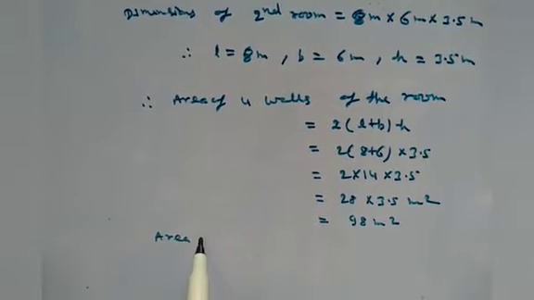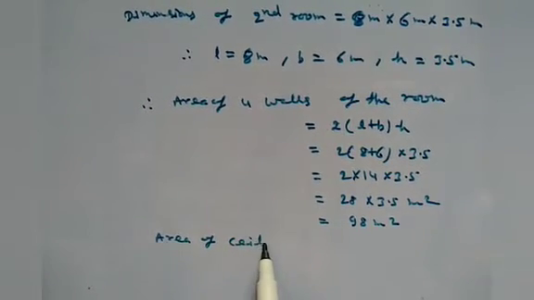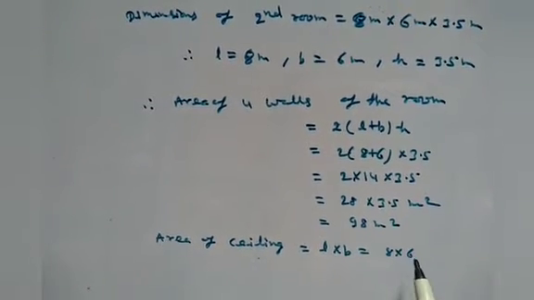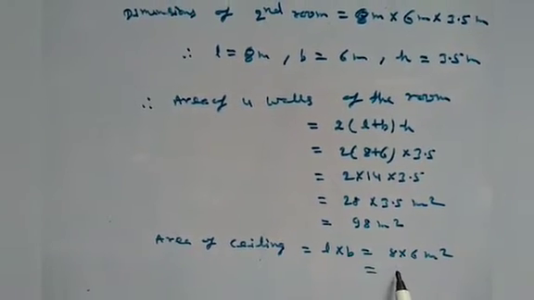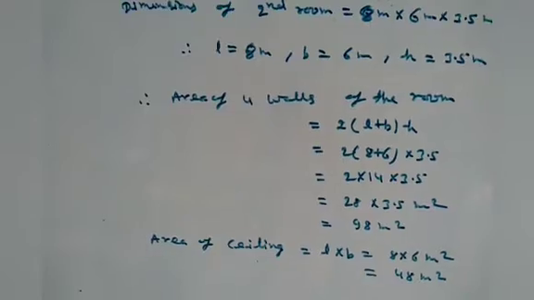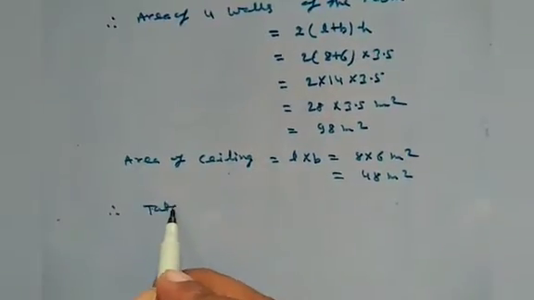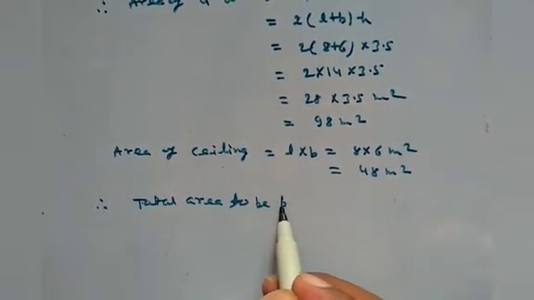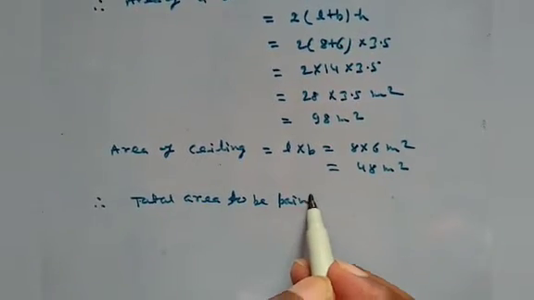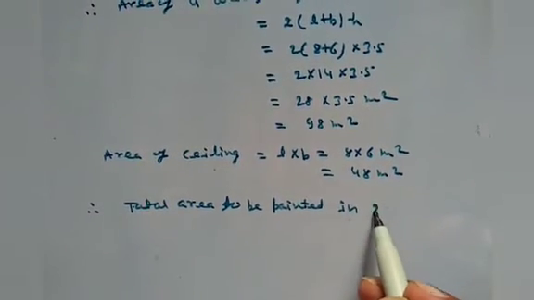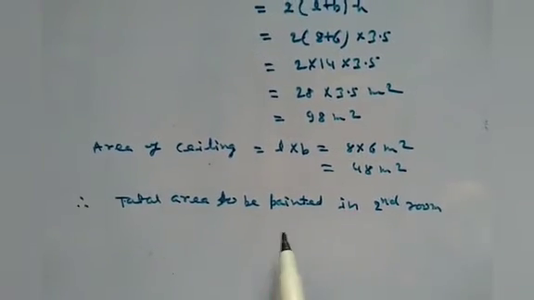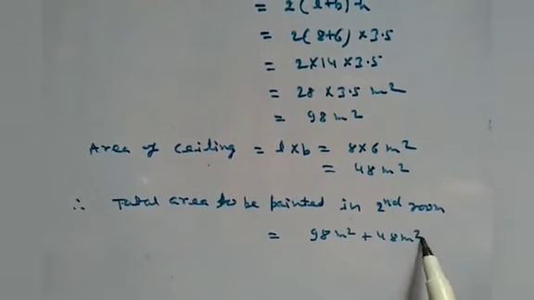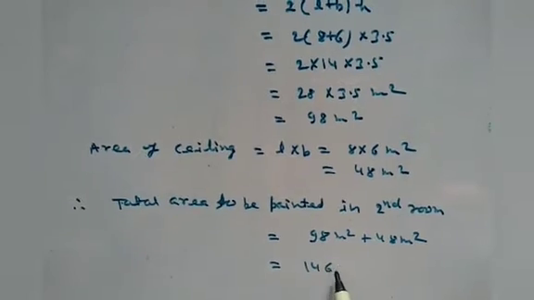Area of ceiling equal to L into B, equal to 8 into 6 meter square, equal to 48 meter square. So total area to be painted in the second room equal to 98 meter square plus 48 meter square, equal to 146 meter square.